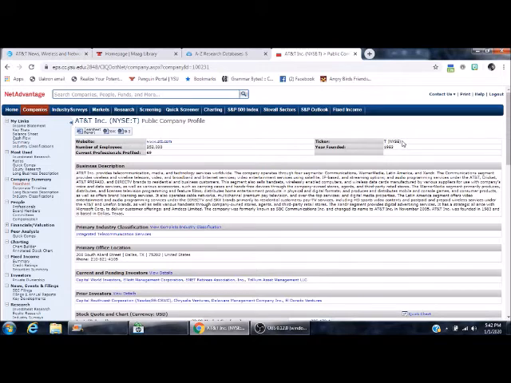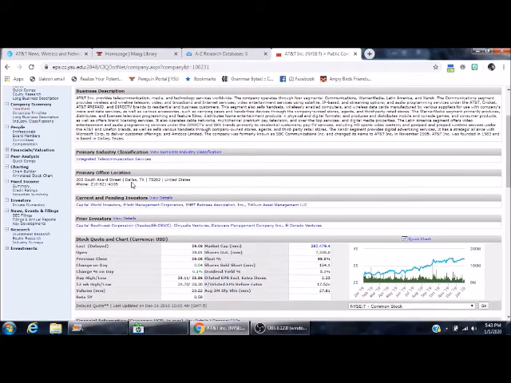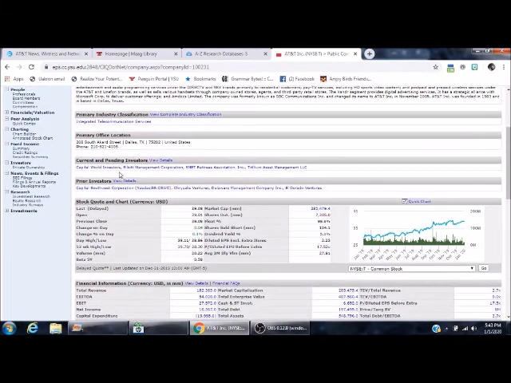Some of these may be traded on the NASDAQ, which is one of the newer stock exchanges. It's about 20-30 years old. AT&T was founded in its current iteration in 1983. There's a description of the business, exactly what they do. The primary industry classification, this is what they do as a company. Where they are located. Current and pending investors, sometimes this is relevant as these are the companies that are currently heavily invested in AT&T. And these are people and companies that used to be invested in AT&T.